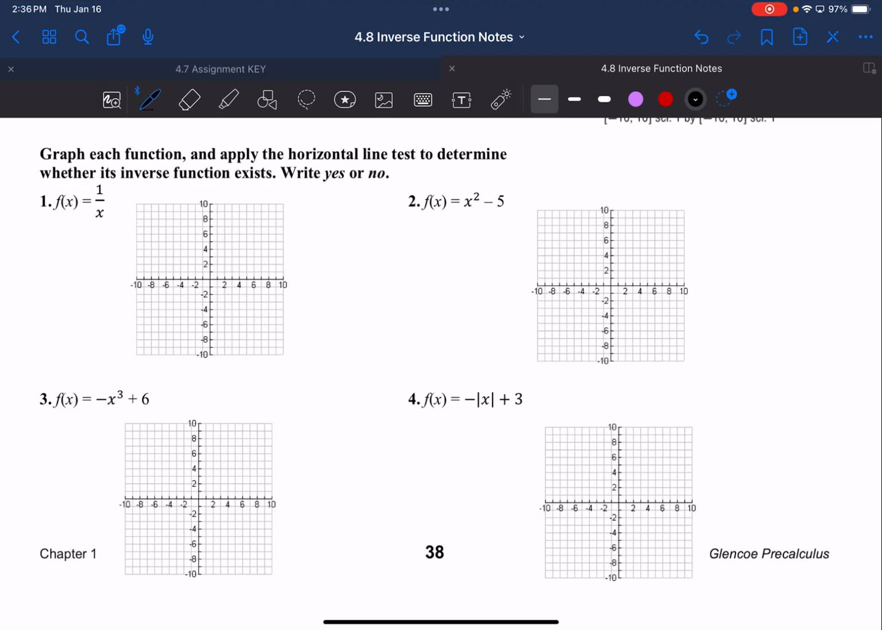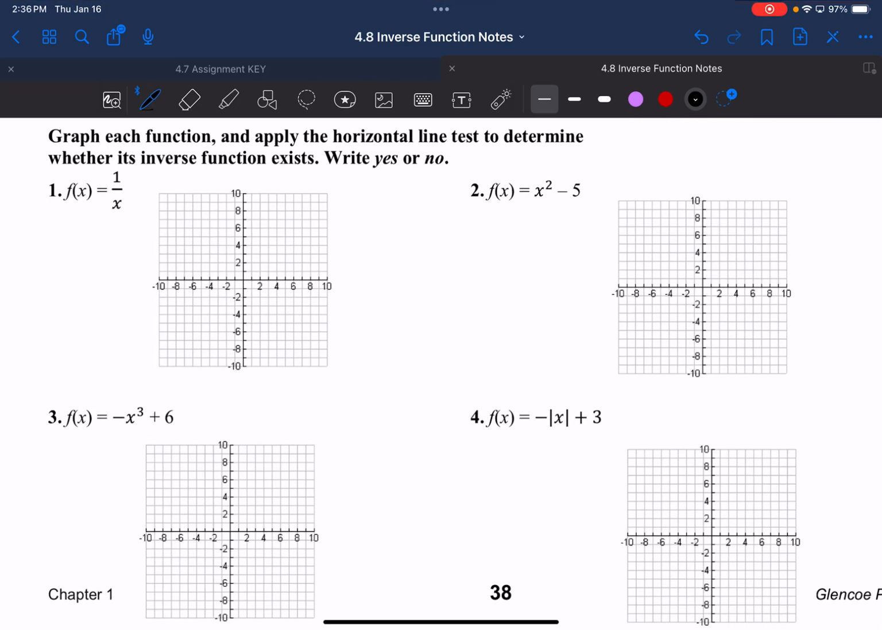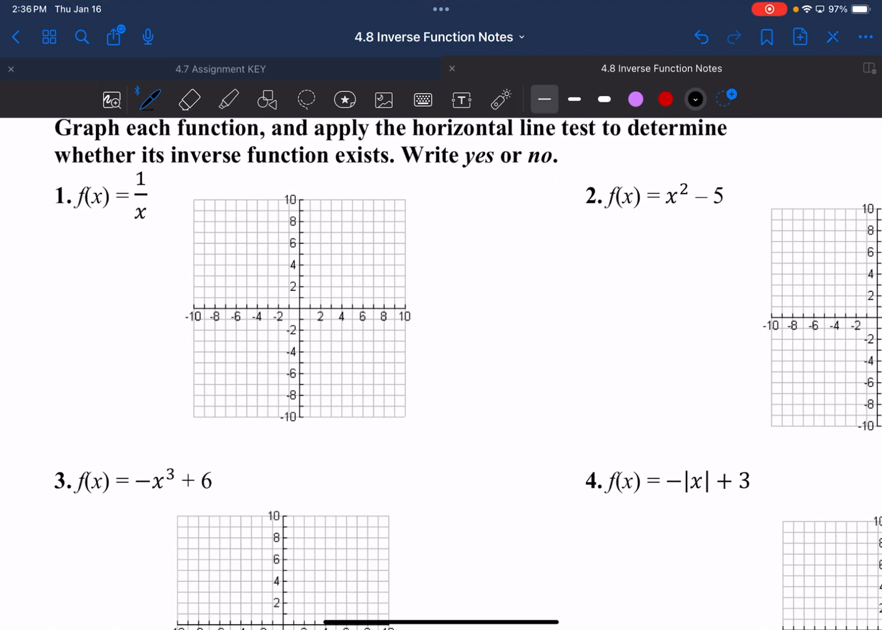Once we draw them, it says we're going to apply the horizontal line test and then determine if we think the function exists or not. So we're going to say yes or no. Okay? So I'll do the first one with you guys. Right here, this is our rational parent function with no shifts, right? So where are the asymptotes in this rational function? So we have a vertical asymptote at 0, and we have a horizontal asymptote at 0. And it's going to look something like this, right?